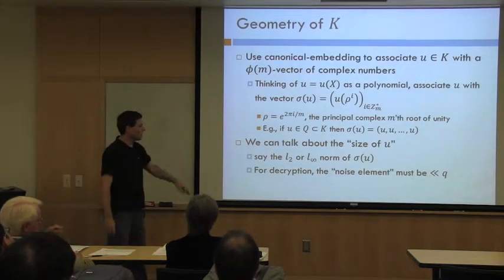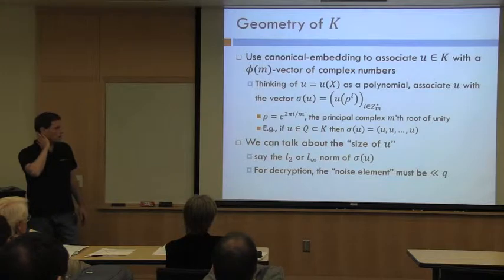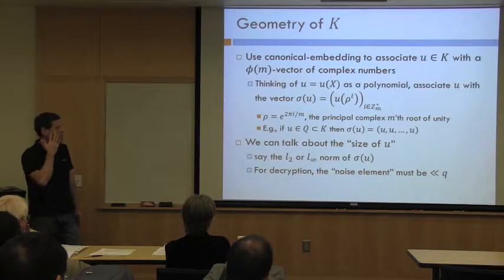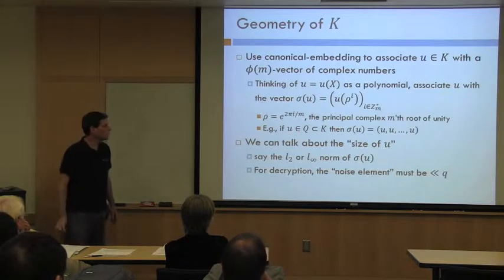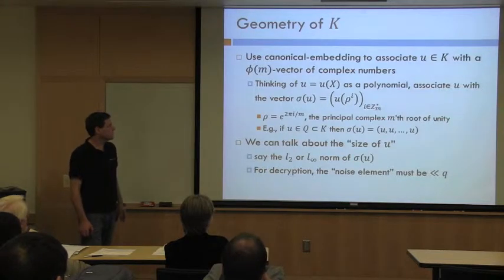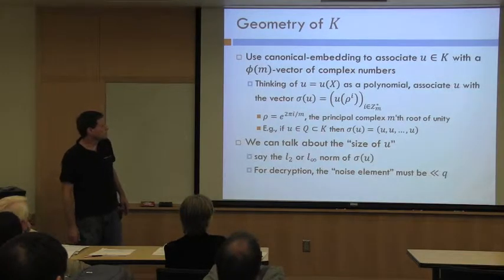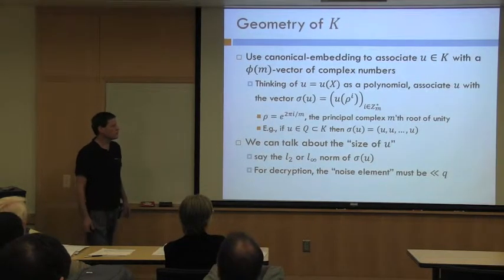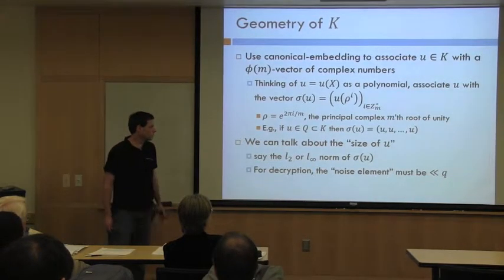So let me start by going over something that Vadim was talking about a couple of days ago. We need some geometry for the number field, and we use the canonical embedding to get that. So you associate an element in the number field with a vector of complex numbers with phi of m entries in it. One way to do that is to think of the element as a polynomial, and then you just evaluate it on all the primitive m-th roots of unity over the complex.